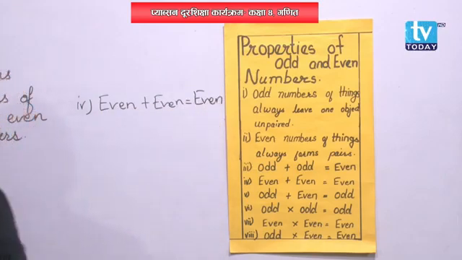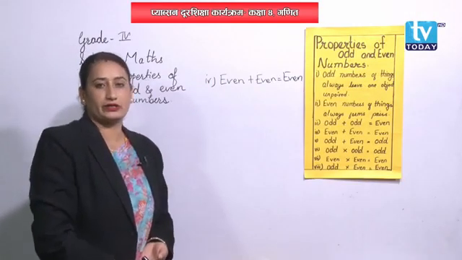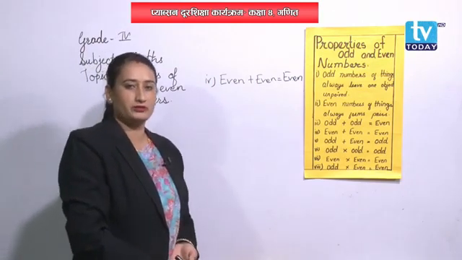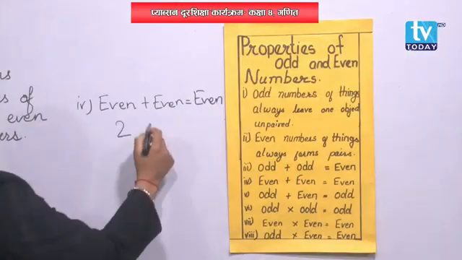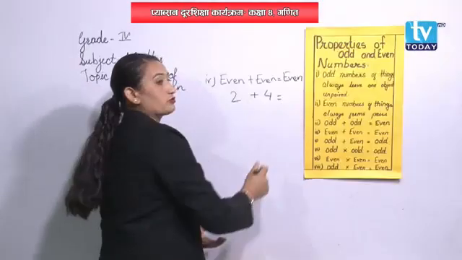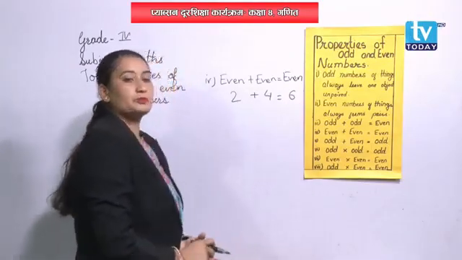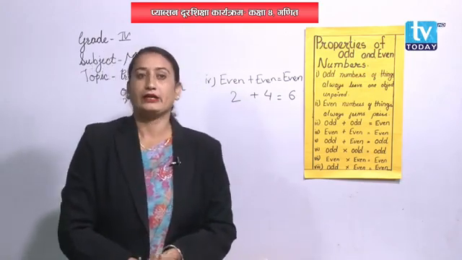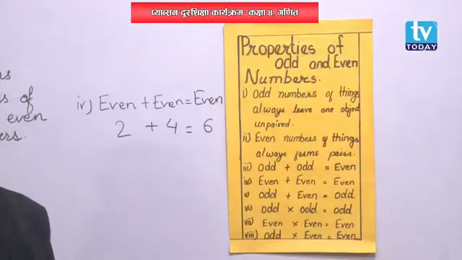How? Can you prove it? Even and even always make an even. Is it? Which one is the first even number? Yeah, 2. And second is 4. 2 plus 4, it will be 6. Right? 2 plus 4, it will be 6. That means when we add an even number and an even number together, it forms an even number.